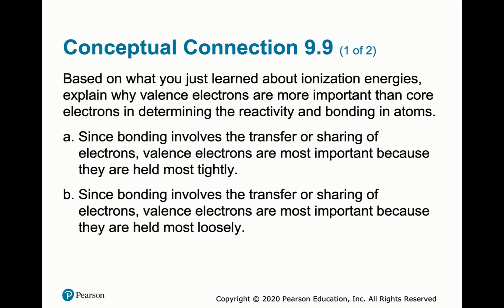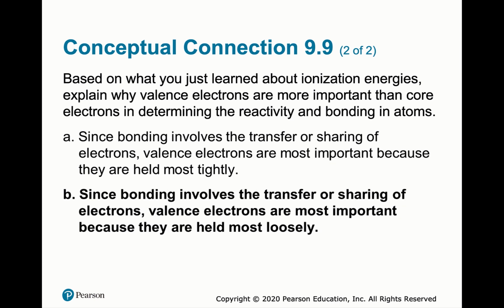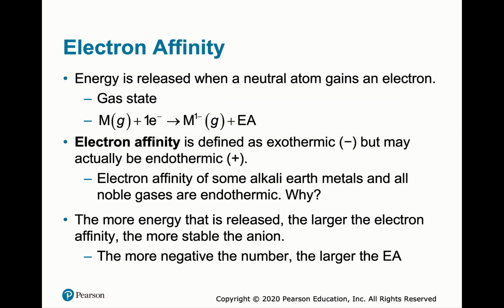So basically, what you just learned about ionization energies explains why valence electrons are more important than core electrons in determining their activity in the bonding of atoms. So they're the ones that interact. Since bonding involves transfer or sharing of electrons, are they held more tightly, or are they held more loosely? It's because they're held more loosely. So they're the ones that exchange. So the valence electrons are the ones that matter. Chemistry is very superficial. We care about the valence most of all. We care about the core as long as they're good in the core, but nope, valence is the most important.